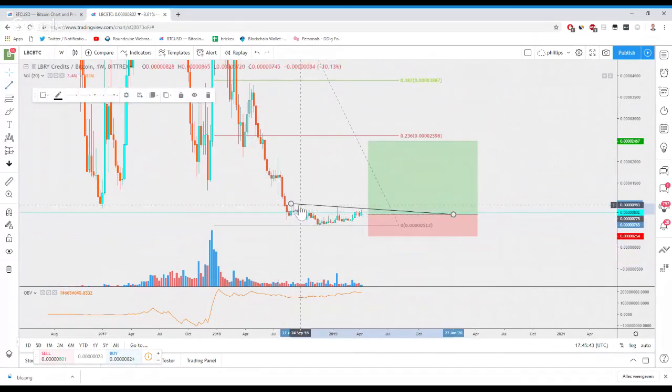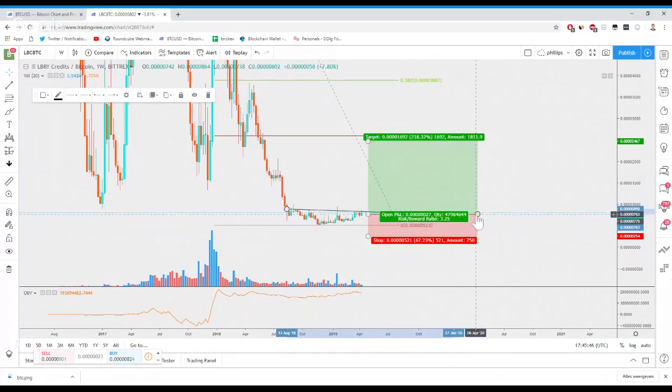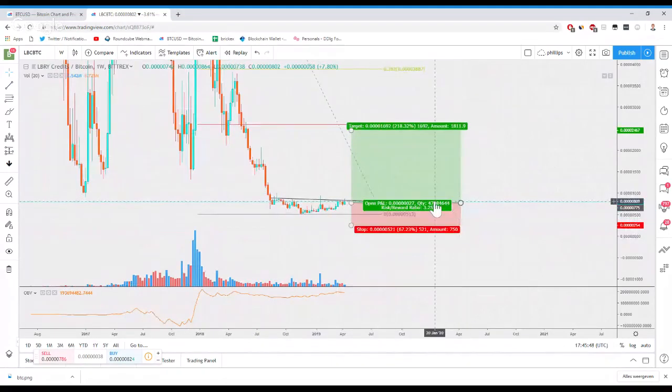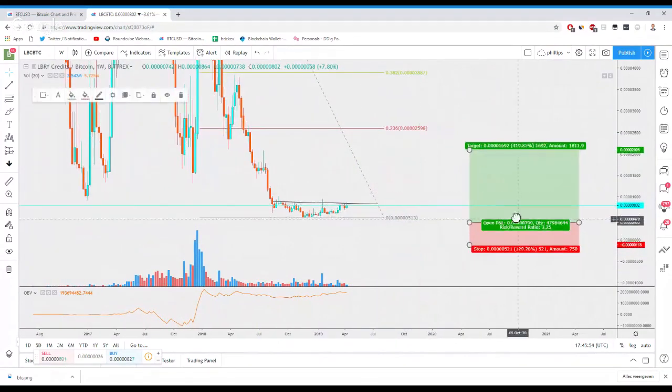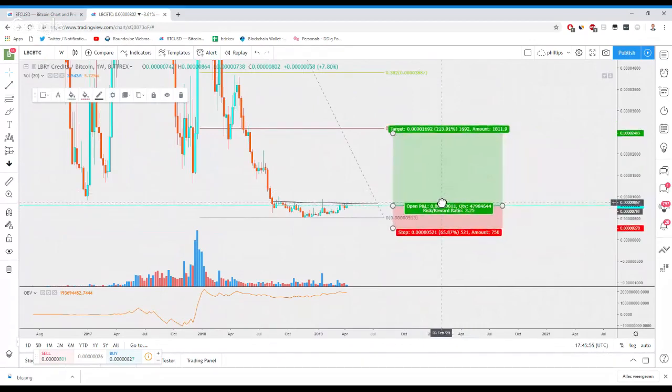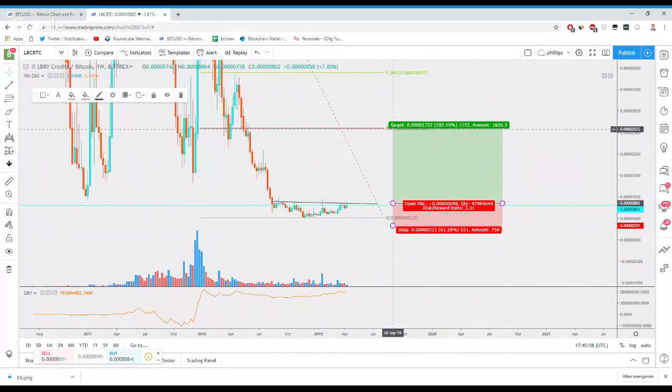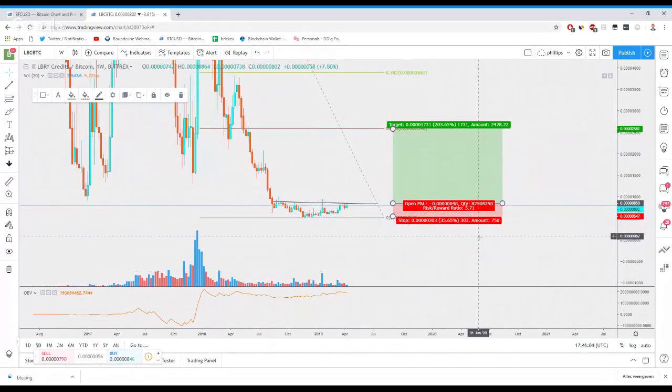And if we break the actual neckline, this is annoying. There we go. Then we can take our long tool, put our target at the first fib, which is the 236, put our stop just below the right shoulder, and this would give us an actual risk reward ratio of 5.71, which is very, very decent.